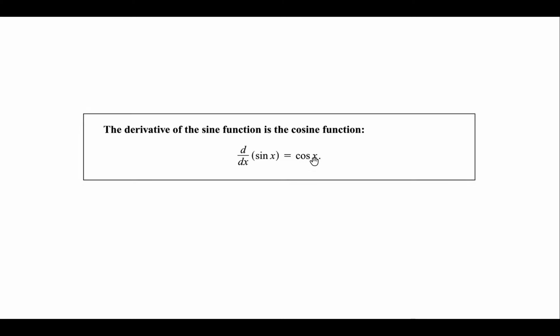First of all, if you try to find the rate of change of the sine function, you will find that it is the cosine function. Similarly, the derivative of the cosine function is the negative of the sine function. These are the two things you have to remember.